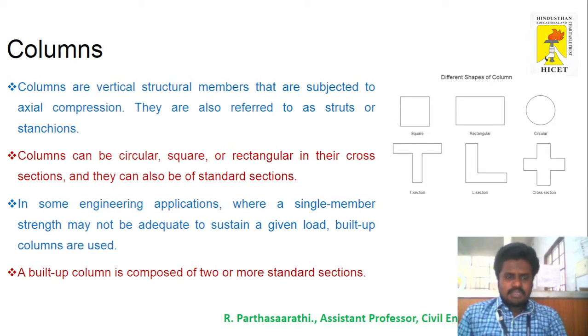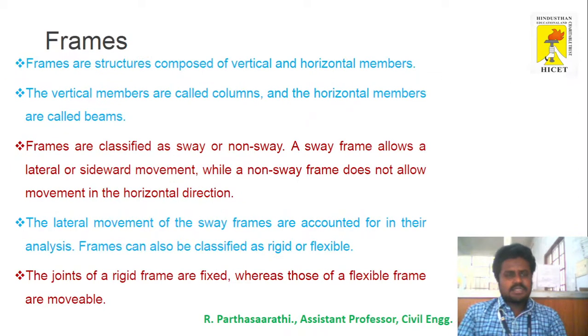A built-up column is composed of two or more standard sections. So we use different shapes of sections like square, rectangular, circular, T section, L section, and cross sections. The next one, the combination of column and beam, is called a frame. Frames are structures composed of vertical and horizontal members. The vertical members are called columns and the horizontal members are called beams.